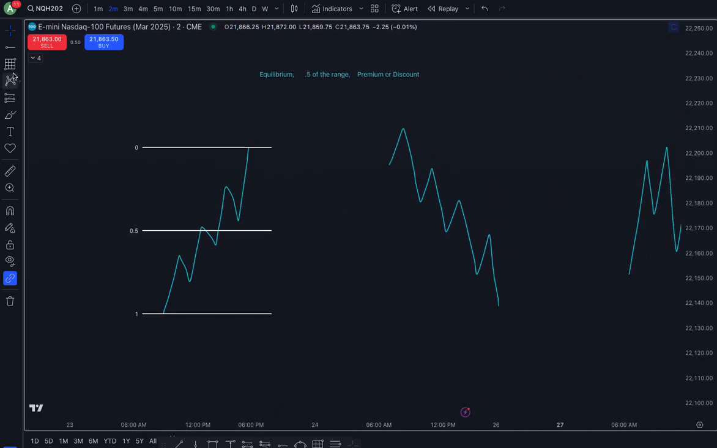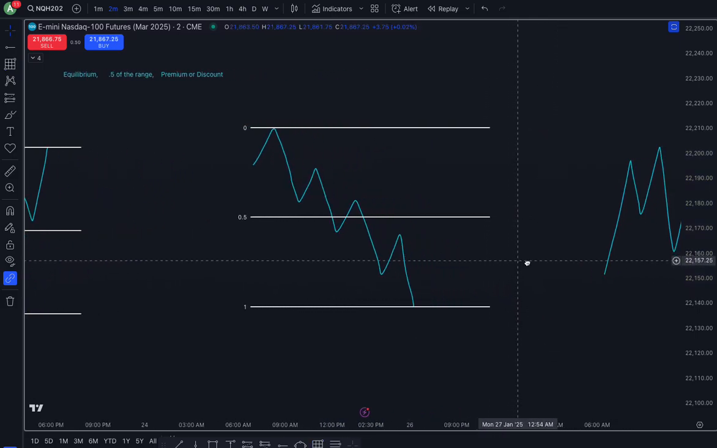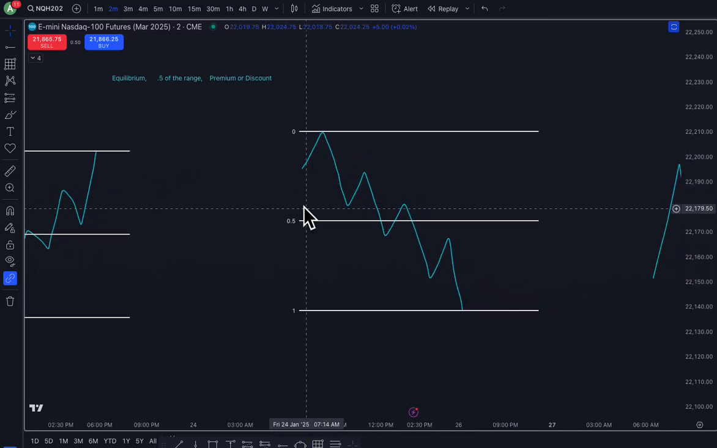So now this is the same for a downward leg. Boom. Here's your 0.5 of the range.